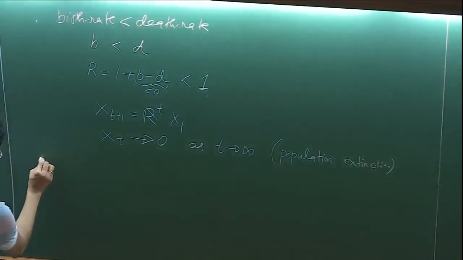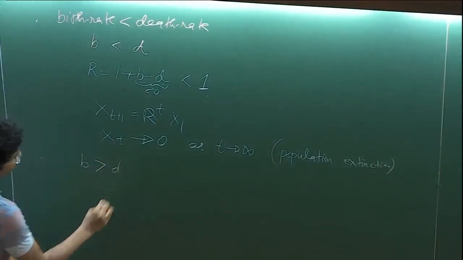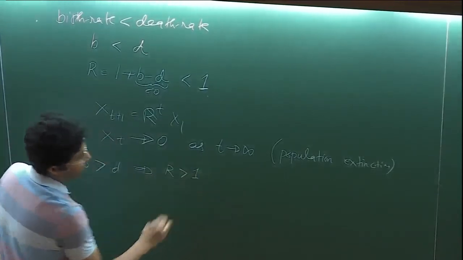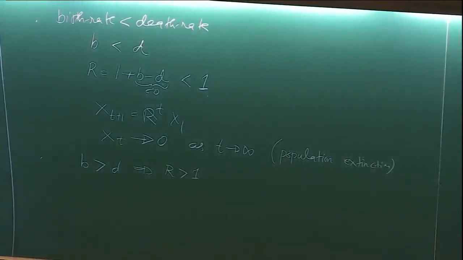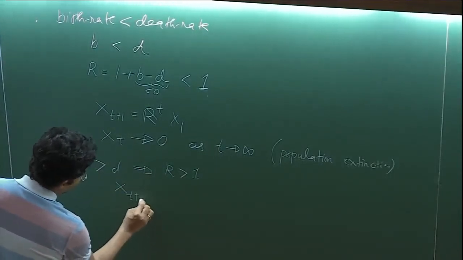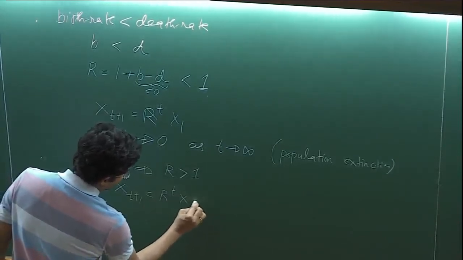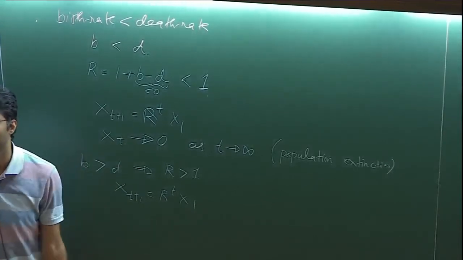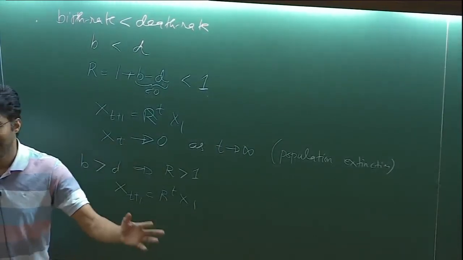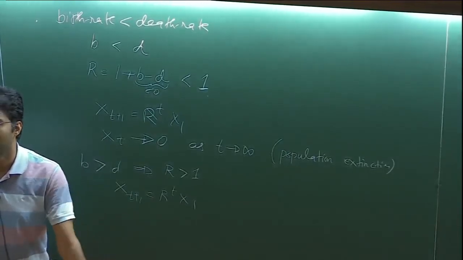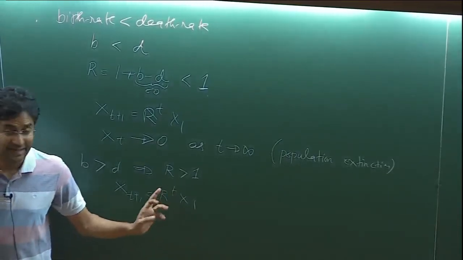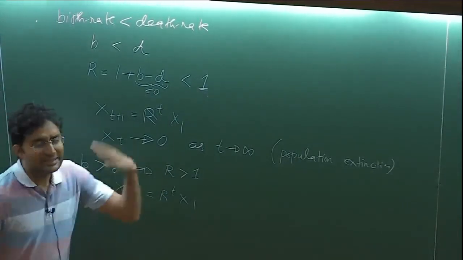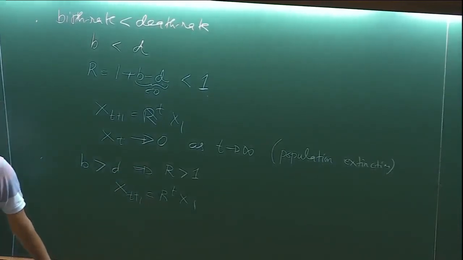Okay, let's consider the other case when B is greater than D. What happens to R? R will be greater than 1, right? And you now have xt plus 1 is equal to R power t times x, and something that is greater than 1 raised to a large number will always be a very, very, very large number. You can try with however small a number you want above 1, but make t 100 and you will always get a very, very massive number. Even if birth was slightly larger than deaths, you will hit a very, very large value very soon.